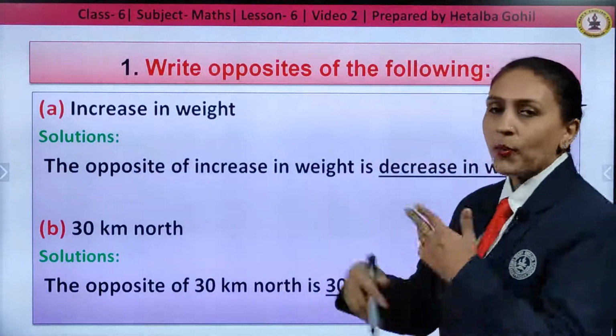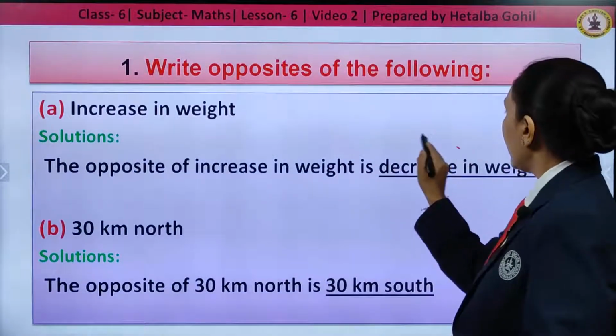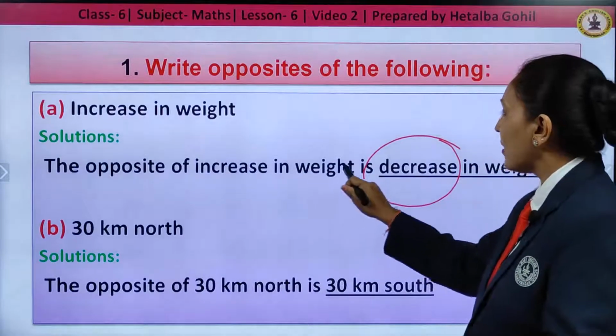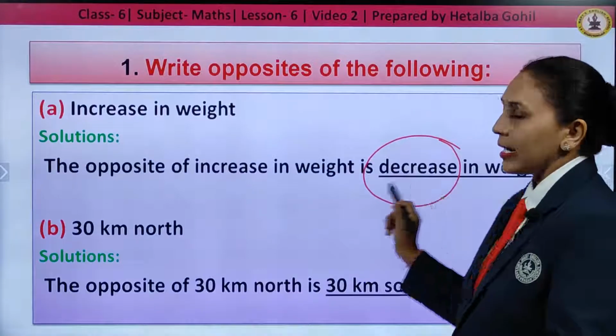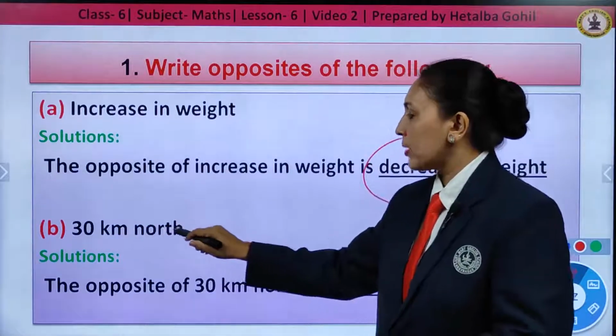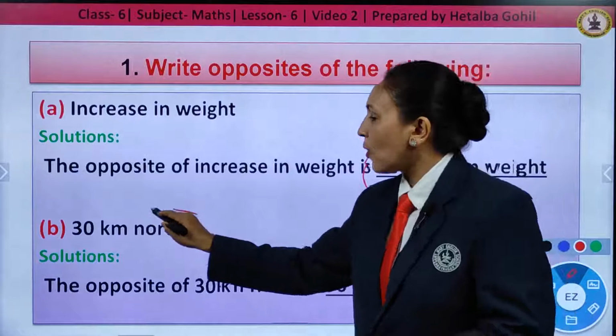Okay children, what is the opposite of increase? We write it as decrease. So what will be the answer? The opposite of increase in weight is decrease in weight. Next, 30 kilometer north. What is the opposite of north, children? Okay, that is south. So what will be our answer? The opposite of 30 kilometer north is 30 kilometer south.